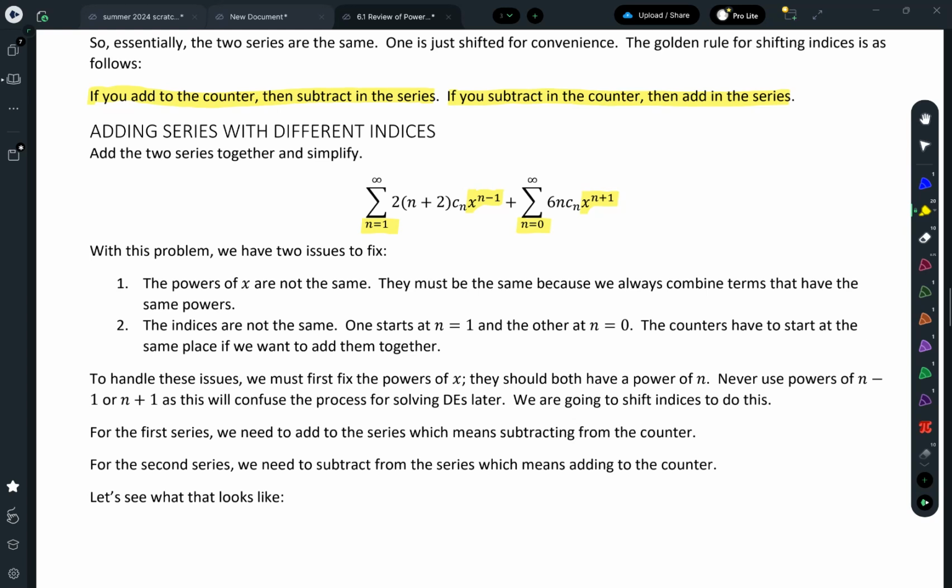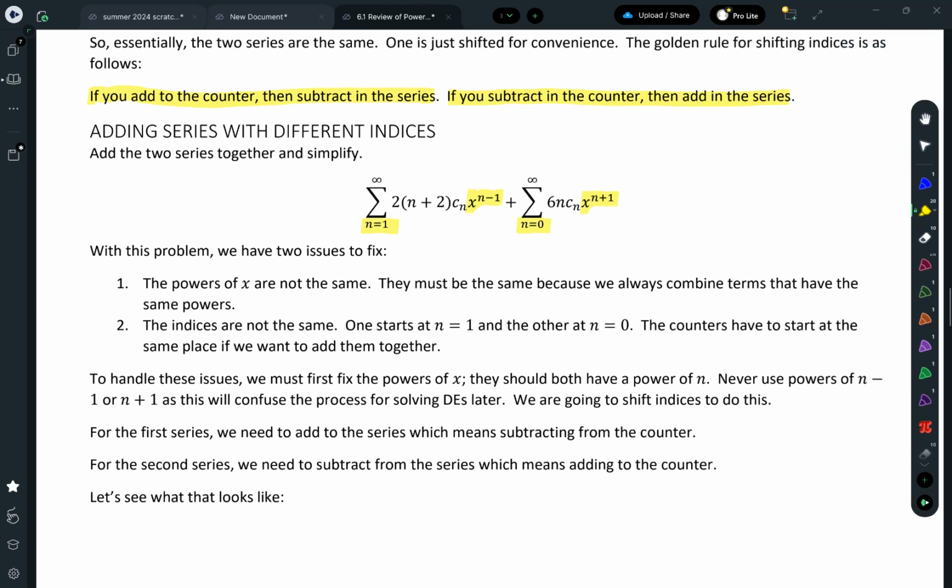So it looks like if we were to fix the powers of x, in the first series, since it's x to the n minus 1, I'd like it to be x to the n, which would mean I would need to add 1 to all the n's that are in the sequence and subtract 1 from the counter. And in the second series, I have x to the n plus 1, and I need that to be x to the n. So I'm going to subtract 1 from all the n's in the sequence and add 1 to the counter. And that should work.